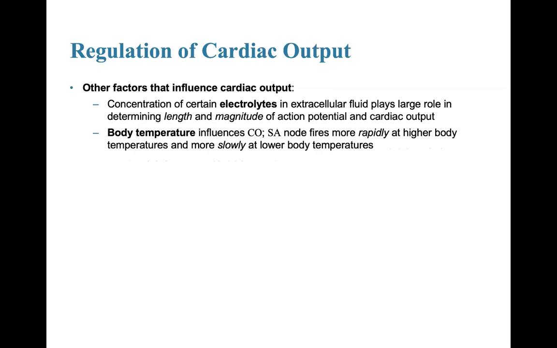Other factors that can influence the cardiac output include the concentration of certain electrolytes in the extracellular fluid, which plays a large role in determining the length and magnitude of an action potential and cardiac output. Body temperature influences cardiac output. The SA node fires more rapidly at higher body temperatures and more slowly at lower body temperatures.